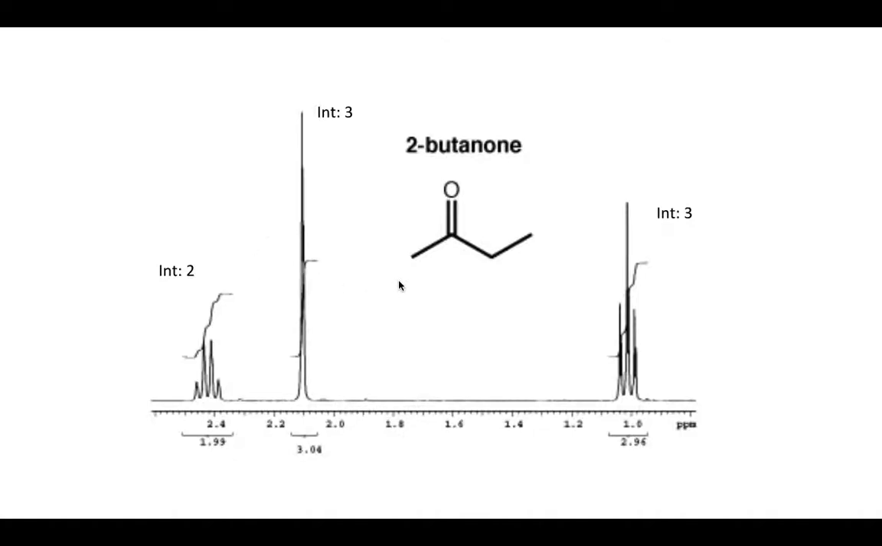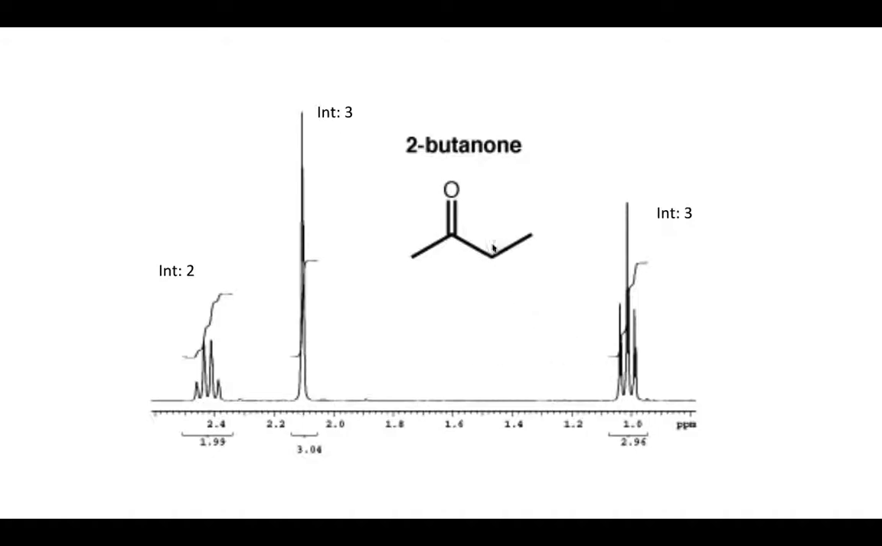And as far as the splitting is concerned, these 3 have 2 neighbors. So the signal that I would see for these hydrogens should have an integration of 3, and with 2 neighbors it should be split into a triplet. And that's going to be this signal right here. Integration of 3 split into a triplet. It also makes sense that its chemical shift is so low. These hydrogens are the farthest away from this oxygen, so we'd expect to see them the furthest upfield.